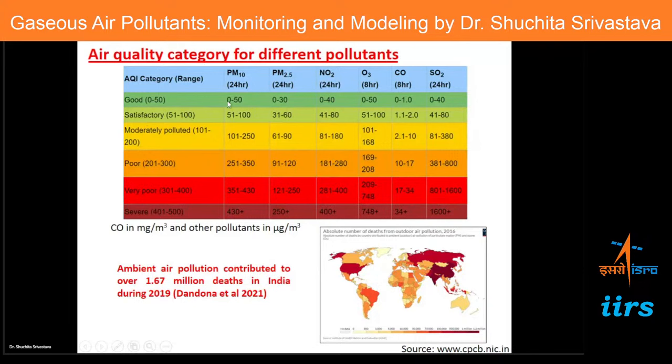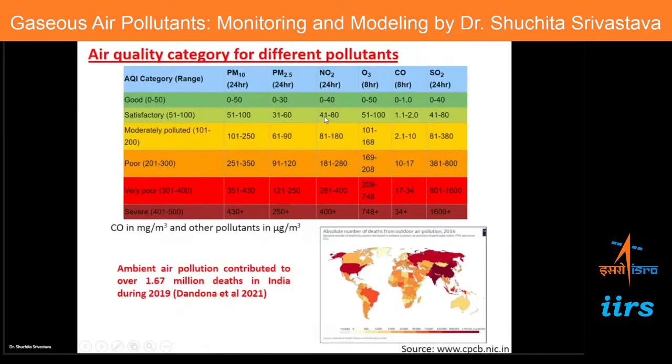And in each category, you can see the concentration range of different pollutants. All these pollutants are given in microgram per meter cube, except carbon monoxide, which is given in milligram per meter cube. So you can see that all these pollutants show a certain range in each category, right? If we make measurements of these pollutants over one location, then we will get certain concentrations. Suppose we are making measurements over Delhi, for 24 hours for PM 2.5, PM 10, nitrogen dioxide, sulfur dioxide, and 8-hour average for ozone and carbon monoxide. Then you will get one specific average concentration of these pollutants in the ambient air over Delhi. That concentration will definitely fall in a certain range.